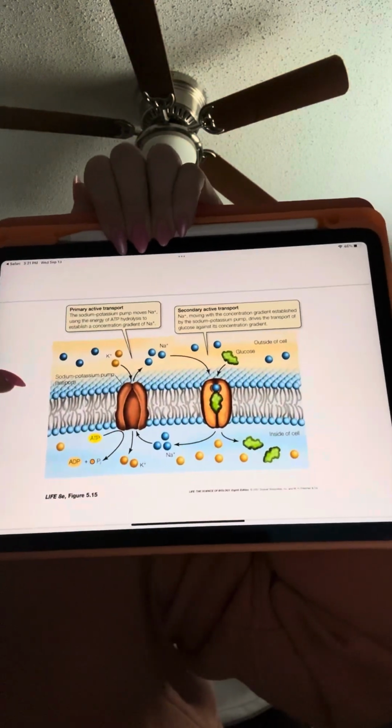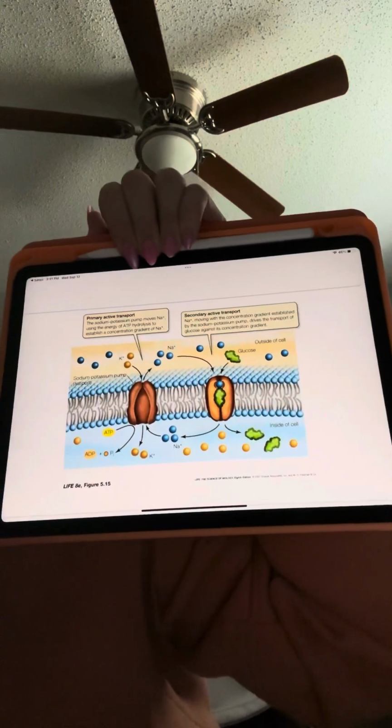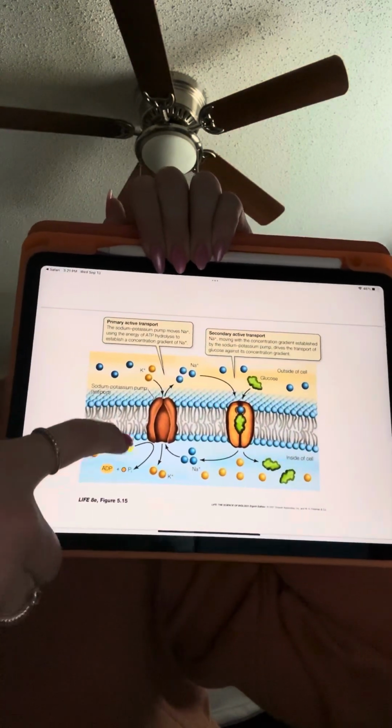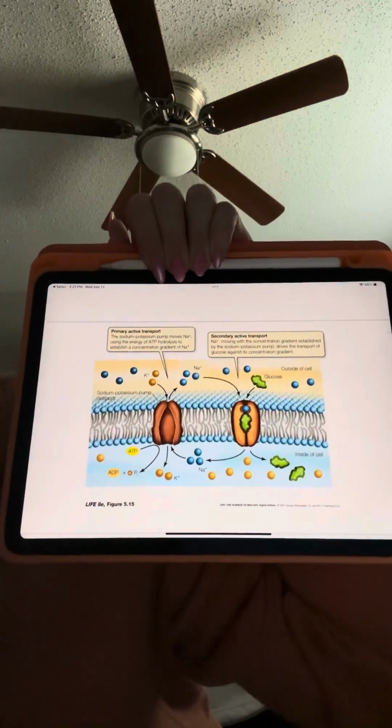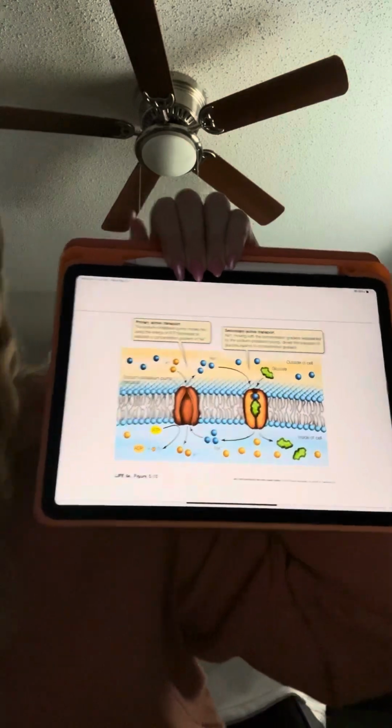With primary active transport, the sodium-potassium pump moves the sodium using the energy from ATP hydrolysis, which is shown down here, the ATP separated to ADP and an inorganic phosphate, to establish a concentration gradient of Na, where there will be a higher concentration of sodium on one side of the membrane compared to the other.